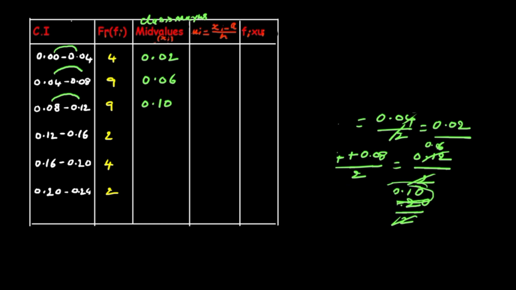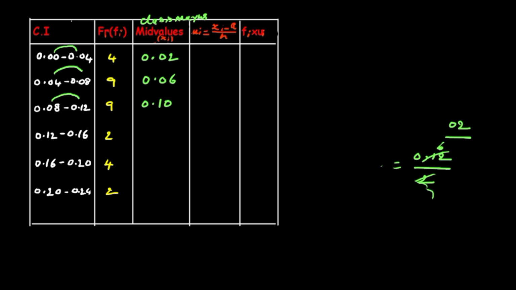Yes, you are correct. That is 0.14. How do we get it? One simple technique here. Can you tell me what the class size is here? Class size is denoted by h. That is the difference between either the lower limits or the upper limits.